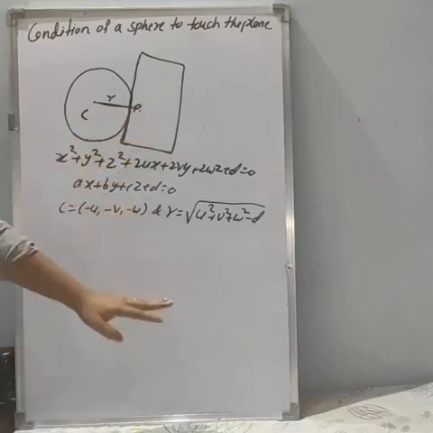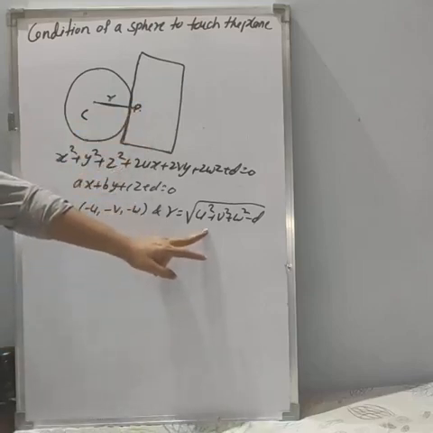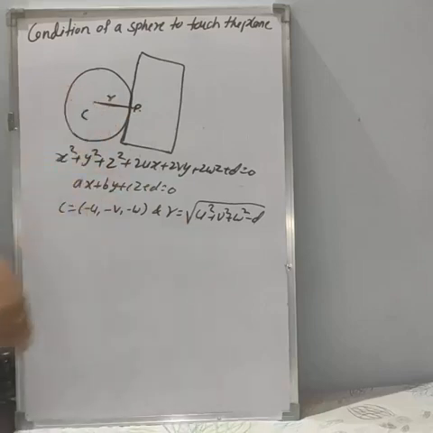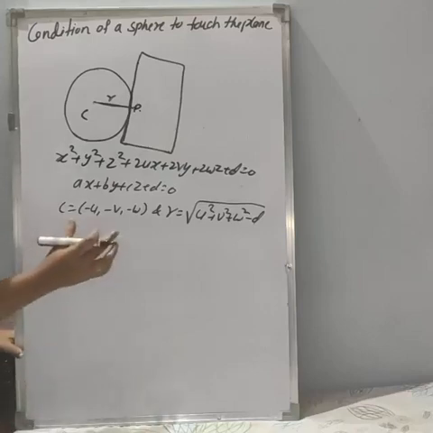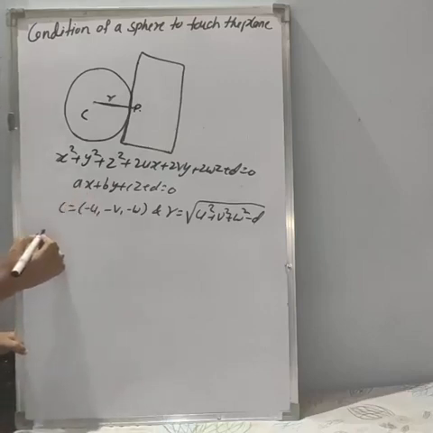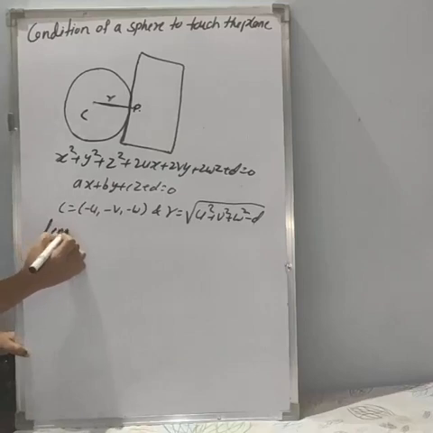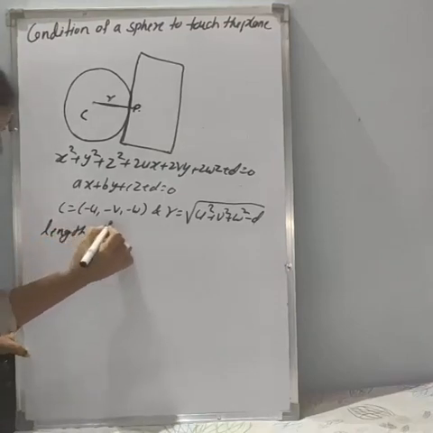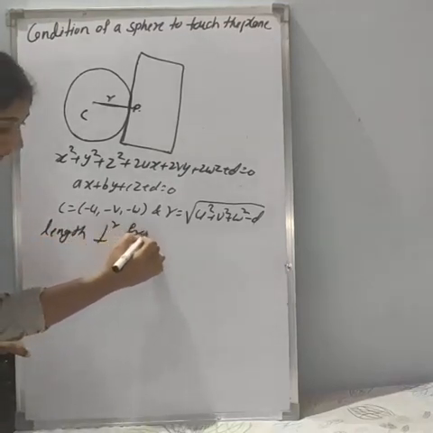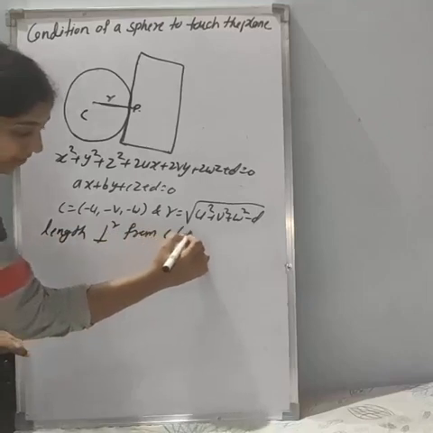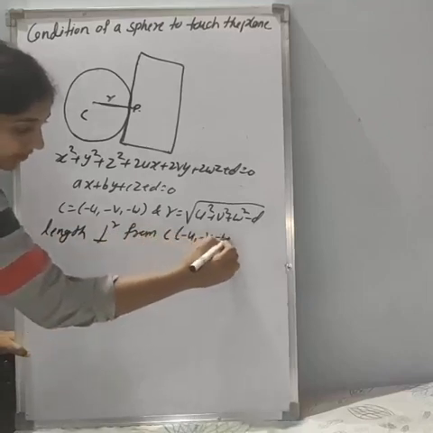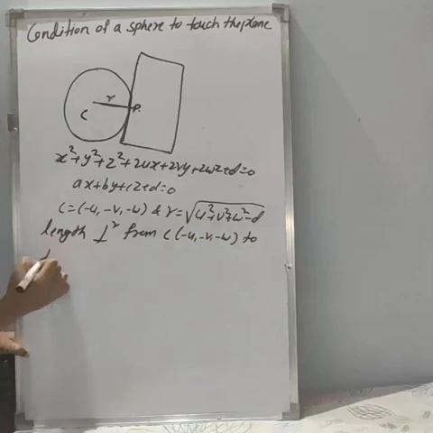This is equal to the radius of the sphere. We know that the radius of the sphere is given by this formula. How to find the length perpendicular? The length perpendicular from the center (minus u, minus v, minus w) to the given plane.